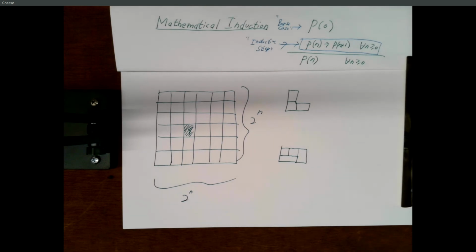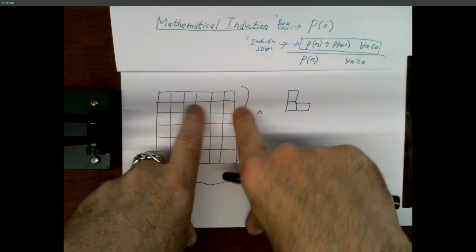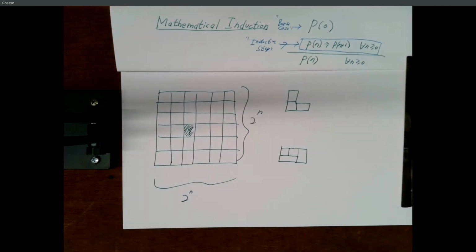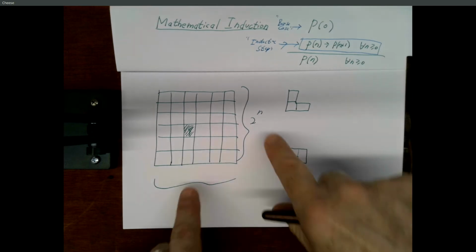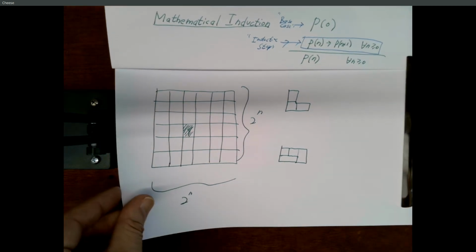You're not allowed to cut the tiles, by the way. You're not allowed to have any hanging over the end. You're not allowed to have anything that's not covered, and you're not allowed to overlap them. It's got to be a good, honest tiling. Okay, and you can do it as long as your room is 2 to the n by 2 to the n and you've got one square missing. And we can prove this using mathematical induction.